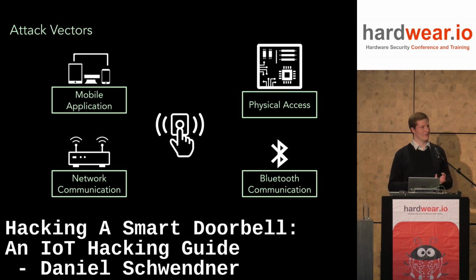On IoT devices, there are multiple attack vectors. First of all, we can start on the mobile application itself. For this doorbell, there's an Android app that you can install on your phone, and we can try to look into this and see if we can find any vulnerabilities there. From there on, we can propagate further into the communication itself. We can have a look at the network communication of the mobile application, but also the network communication of the doorbell itself. And because it's communicating over Bluetooth Low Energy, we can also have a look at that. And obviously, we are at hardwear.io, so physical access is also an option for us. So let's start right there.